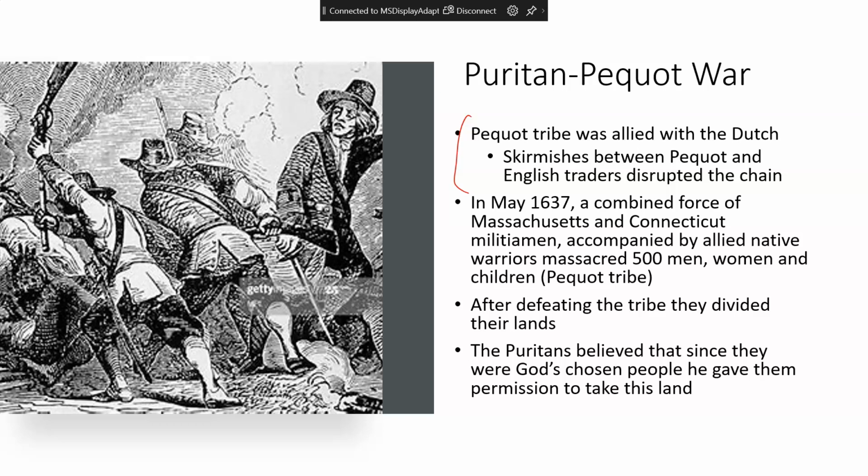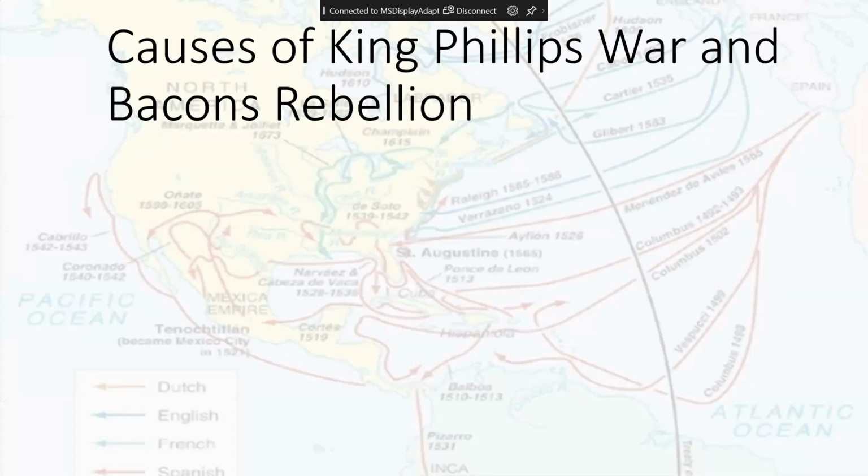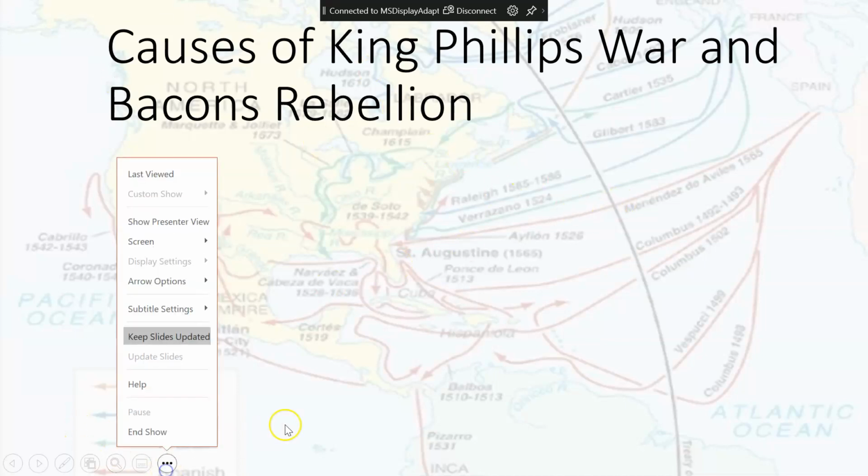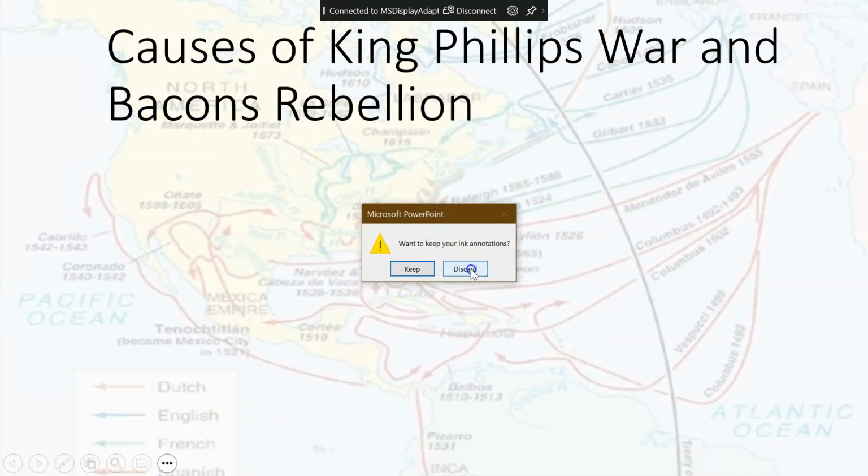So this war was one example, but really we're going to look at King Philip's War. So let's take out the worksheet and we'll jump through King Philip's War first. So we'll understand some of the causes of that war from the worksheet, right?